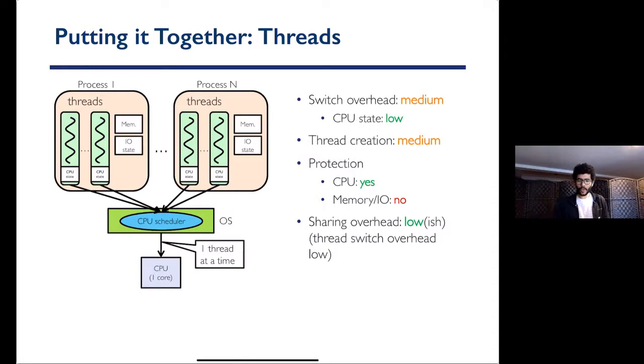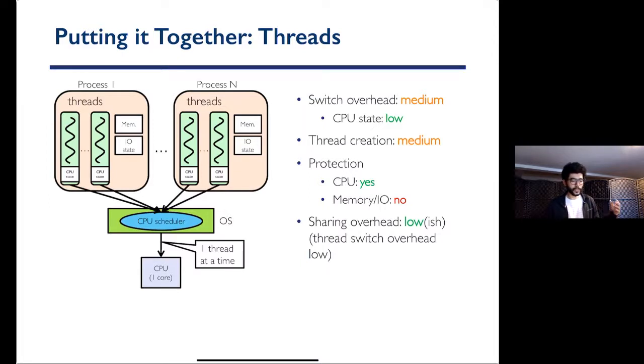Thread creation overhead is medium. The first thread that you create for your process is costly, right? But then the next threads that you're creating, the cost, relative to what we saw in process creation, is low. The same analysis that I did with the context switching applies, because you don't need to, for instance, set up the entire memory space. It's already there, so you can just create a new thread.